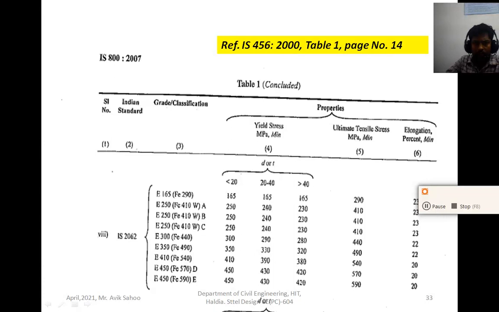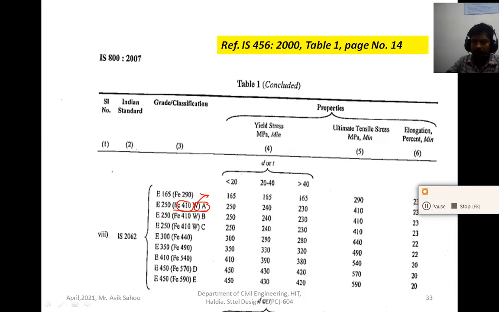So you see the yield stress, and 410 WA. W means weldable, whether the steel is weldable or not. A is the grade of steel, Fe is iron, and 410 is the ultimate tensile strength. And this is expressed in MPa, meaning 410 MPa.